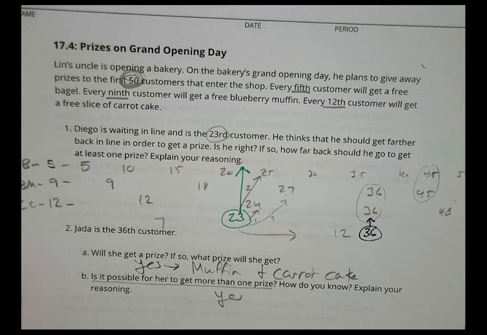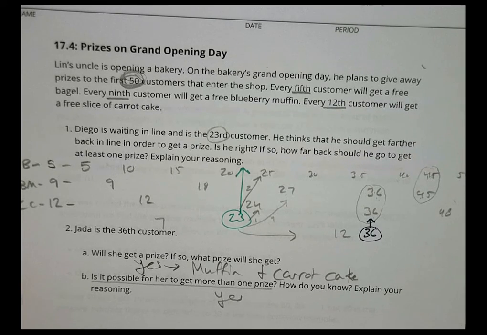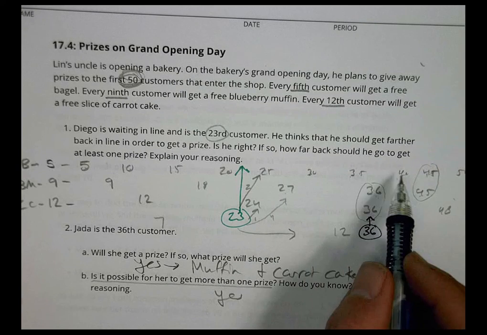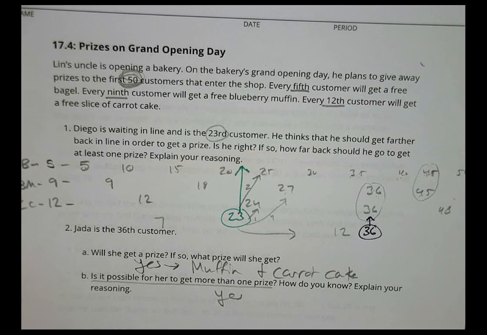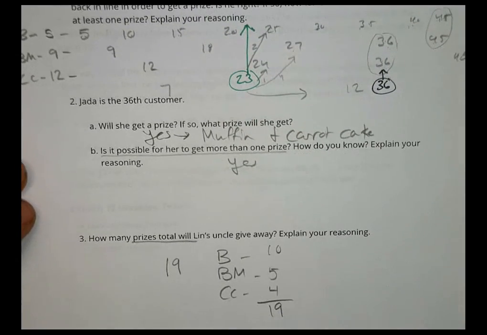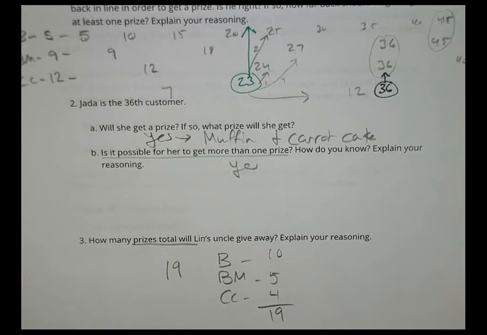So you have your bagels, your blueberry muffins, and your carrot cake. Bagels is giving away 1, 2, 3, 4, 5, 6, 7, 8, 9, 10 of those. The blueberry muffins is giving away 5, and carrot cake is giving away 4, for a total of 19 prizes altogether. Let's take a look at our summary real quick.